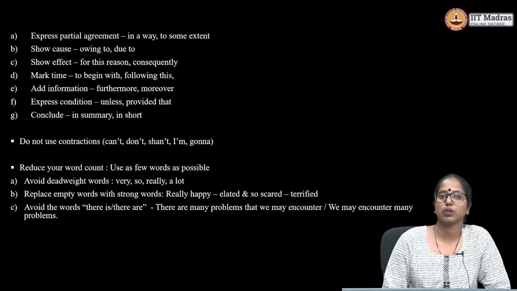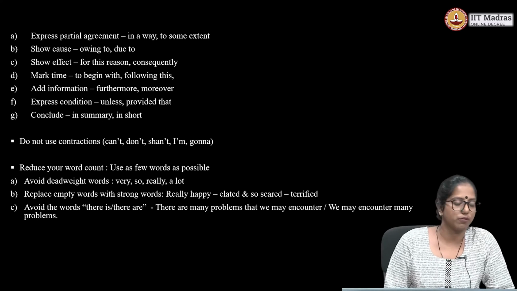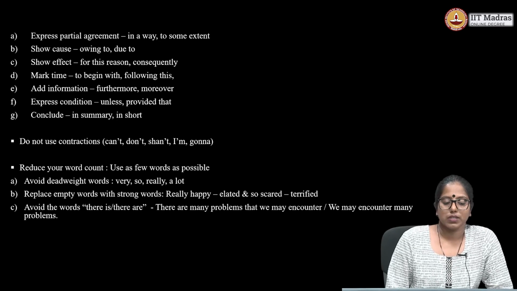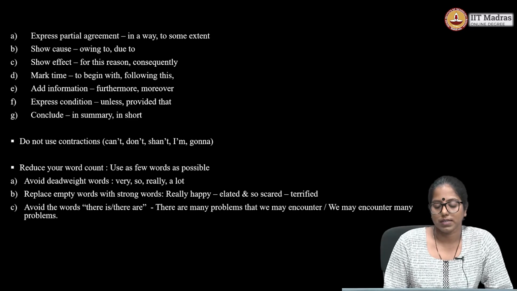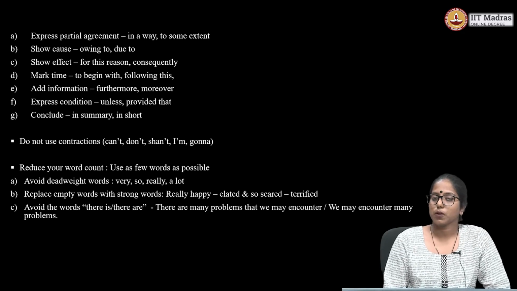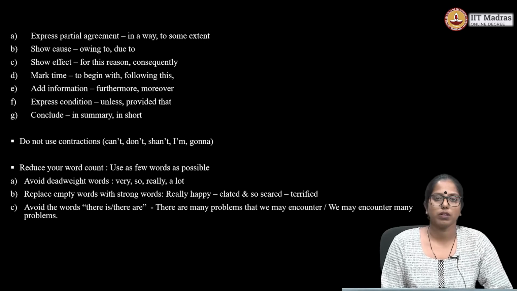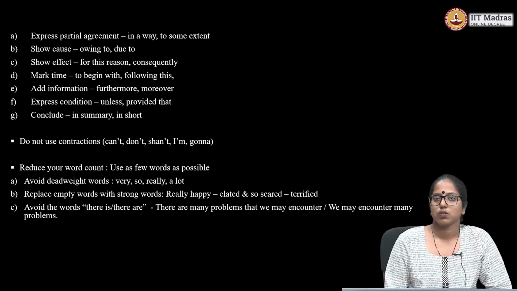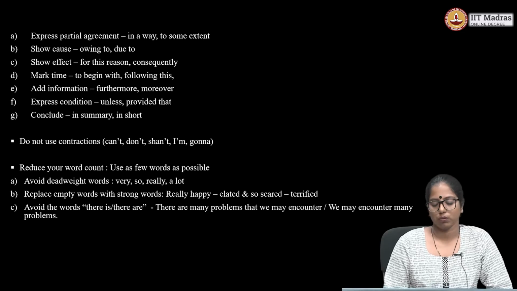So, this is how you need to replace empty words with strong words and avoid the deadweight words. The third strategy to reduce your word count is to avoid the use of there is and there are. For example, instead of writing there are many problems that we may encounter, you could always write we may encounter many problems, and that definitely makes perfect sense. So why write unnecessary words? And these are all considered deadweight words.